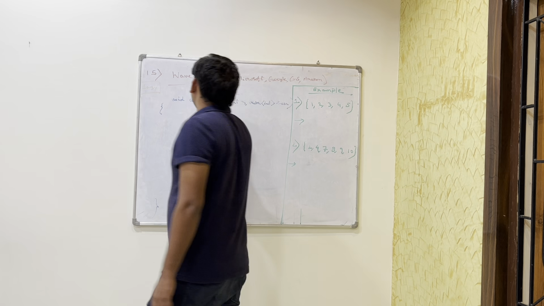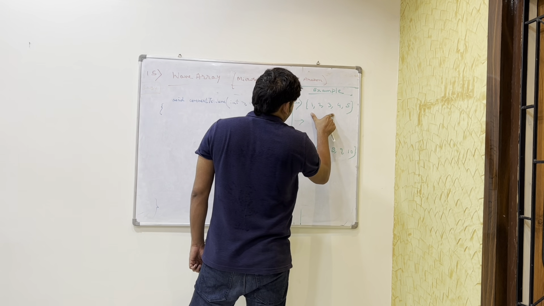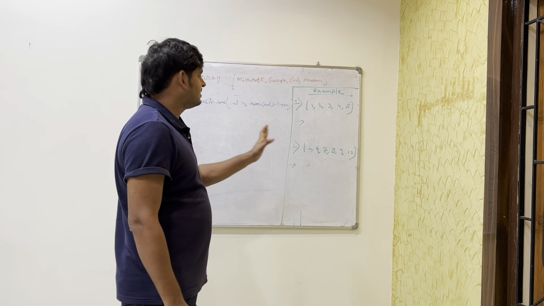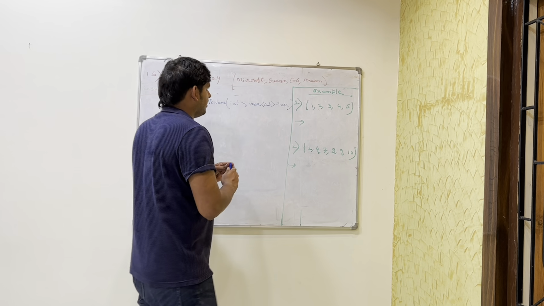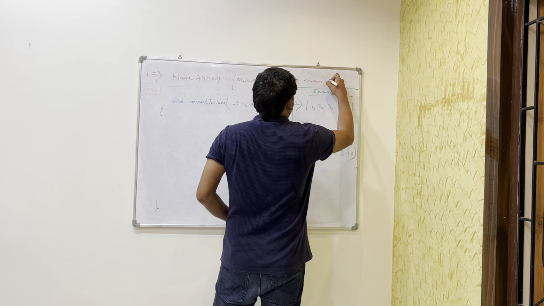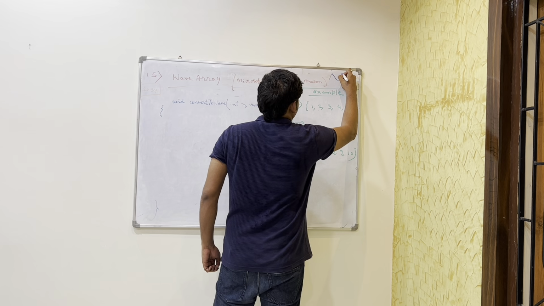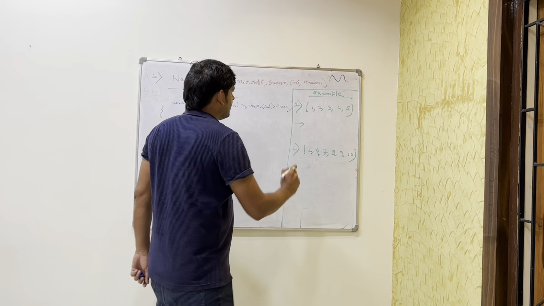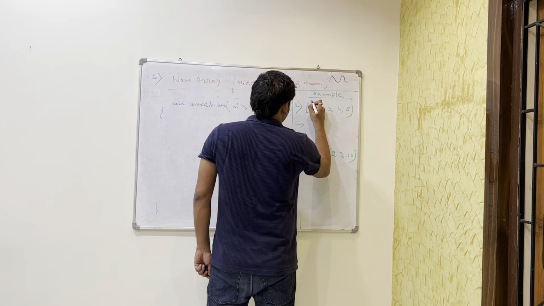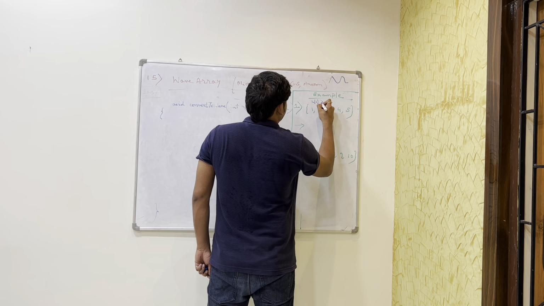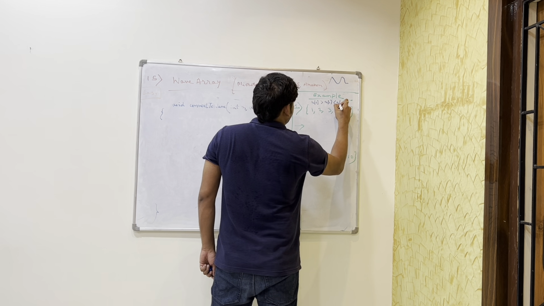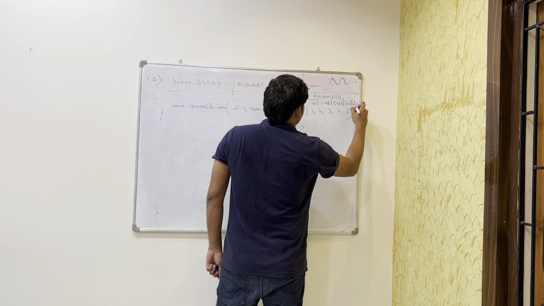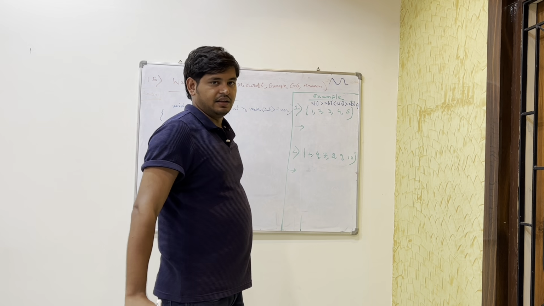This is the array which is given: 1 2 3 4 5. We need to sort this array in a wave form. So what is a wave? In a wave, the value goes up, then goes down, the next value is up, then it's down. In this way we need to sort our array. This means that A0 will be greater than A1, A1 will be smaller than A2, A2 will be greater than A3, and A3 will be smaller than A4. In this way we need to arrange our given array.